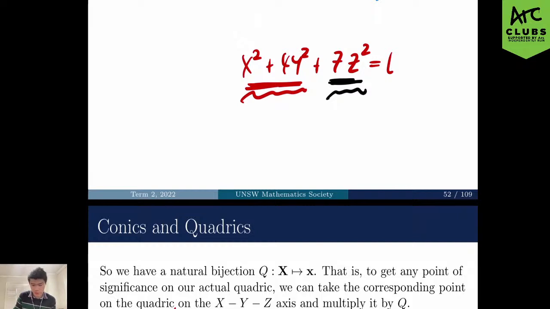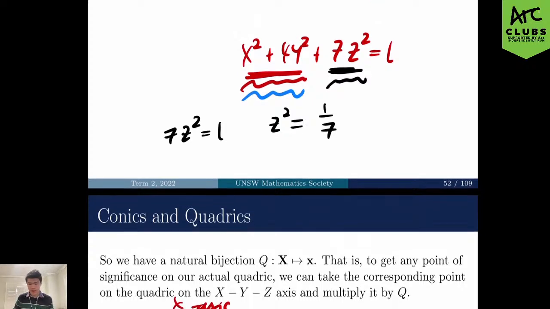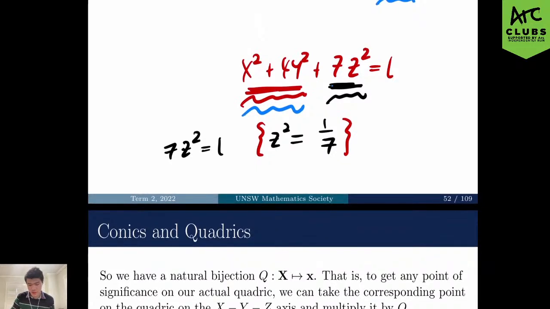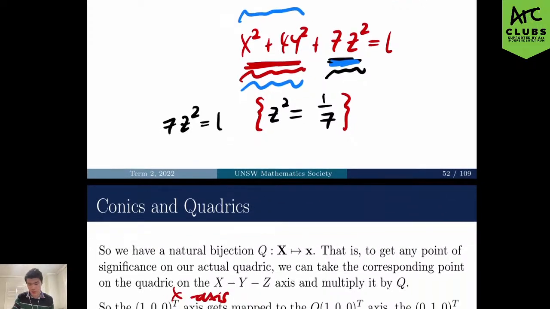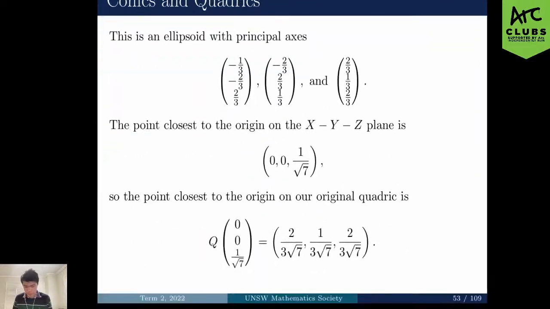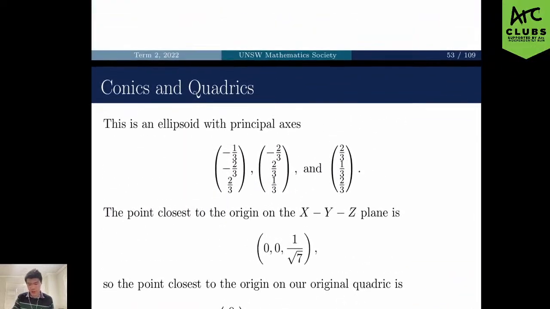Okay, so 7z squared means that if you set everything over here to be equal to 0, you'll get 7z squared equals 1, which means that you can divide by 7. So the reason why we take the max coefficient is then we get z squared equals 1 on 7, and that's a very small number, right? So if you take the number with the max coefficient, set everything else to 0, you end up getting an equation where the solution is very small, because you have to divide by this massive coefficient. So then z equals 1 on root 7. So that's the point that's closest to the origin. The point closest to the origin on the original plane was 0, 0, 1 on root 7.